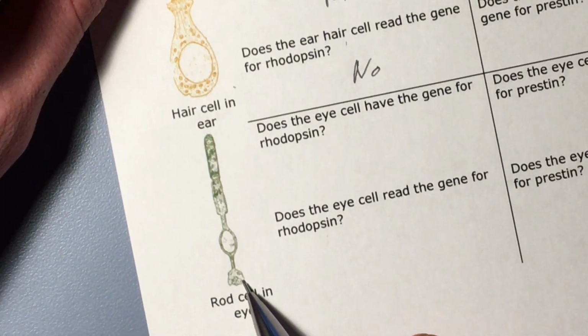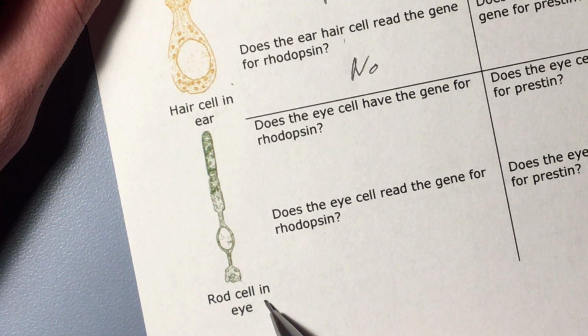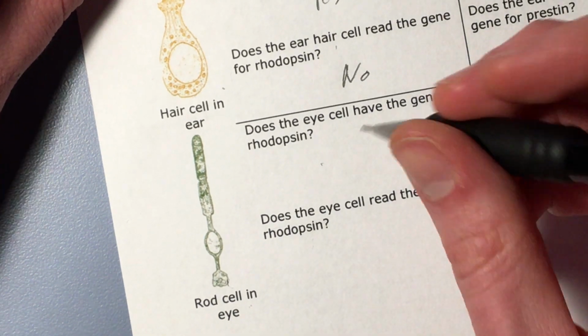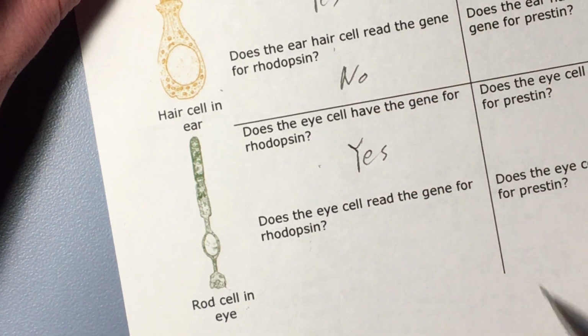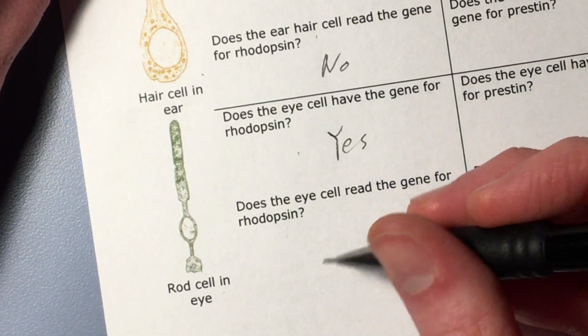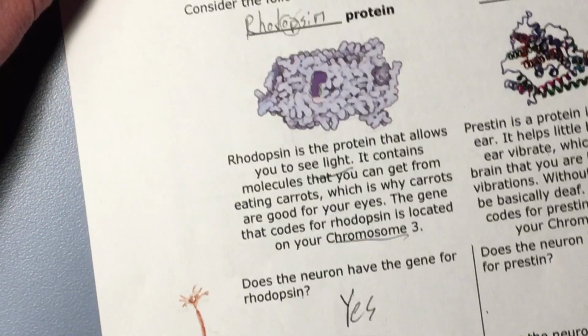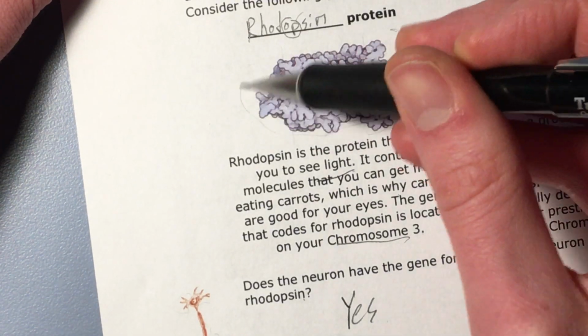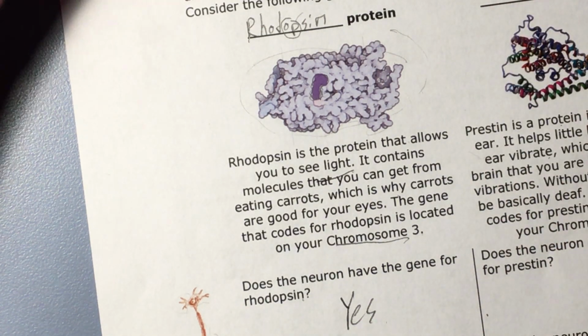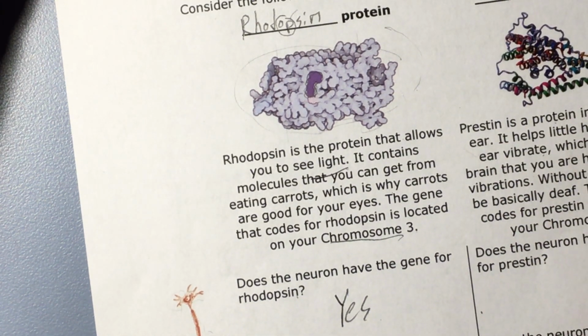This is a cell inside of your eye, okay? Does the eye cell have the gene? Yes. Does it read the gene for rhodopsin? Yes, okay? It needs that gene in order to create this protein that's gonna help you see light. So therefore, it's going to read it. It has it, and it's gonna read it.